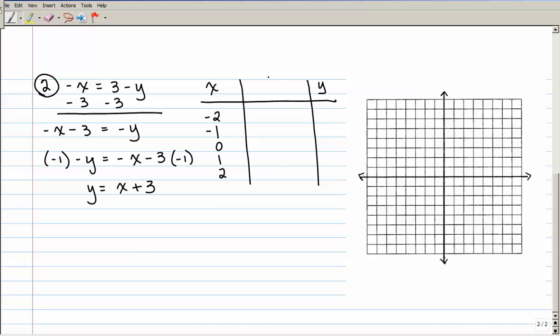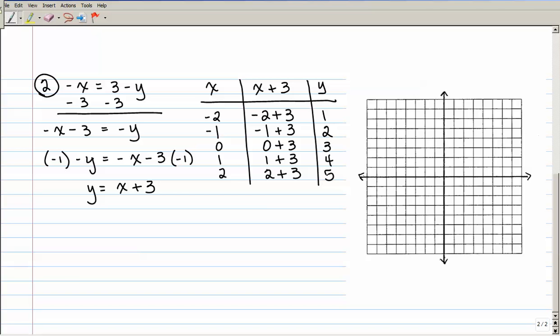Recall that what goes into the center column of the table is what y is equal to. So in this case, it's x plus 3. So plugging in each of our x values, negative 2 plus 3 is 1. Negative 1 plus 3 is 2. 0 plus 3 is 3. 1 plus 3 is 4. And 2 plus 3 is 5.